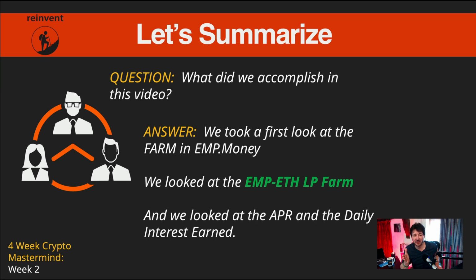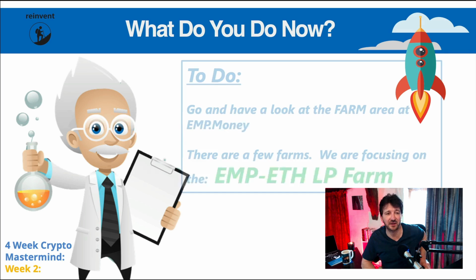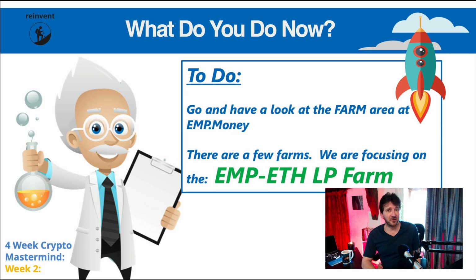We also looked at the APR, the daily APR, and the daily interest earned as well. Isn't it exciting? $300 a day. I mean, what was it? 300 and something, wasn't it? You know, that's like close to $10,000 a month in passive income. And don't forget, the farm pays every day. It's absolutely incredible. And that's just one of the vehicles, if you like, within EMP.Money. We're going to look at the boardroom in the next video. So I hope this isn't blowing your mind too much, although I kind of also hope it is.